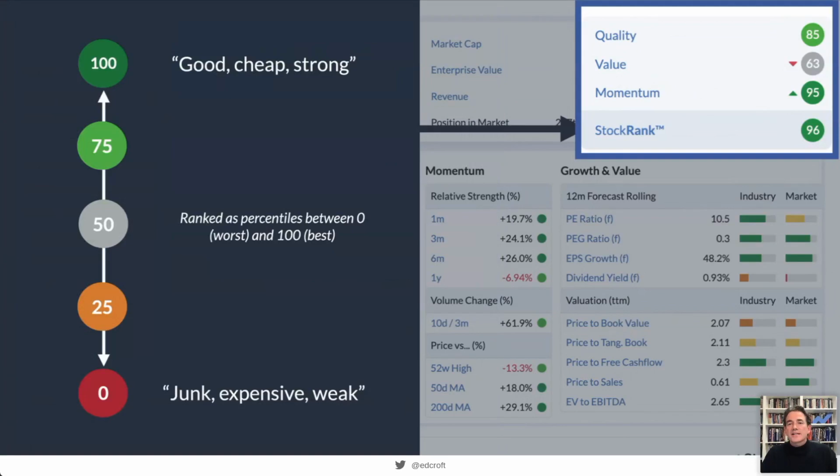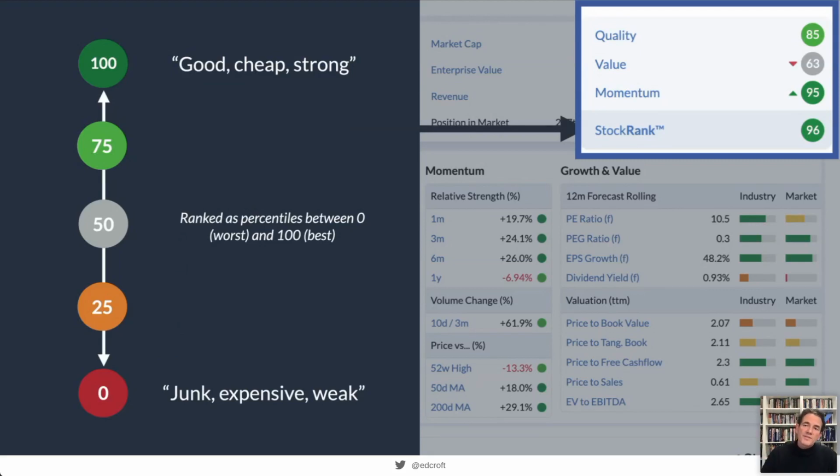But let me just first let you know, if you don't already know, that these are all ranked as percentiles between 0 worst and 100 best for each measure. So a 100 quality rank is kind of the top 1% of ranked shares for quality in the market. If it's got a rank of 23, it ranks only better than 23%. So it's in the bottom quartile.